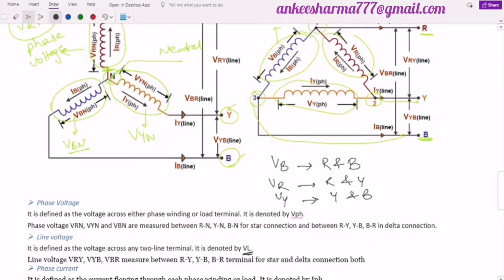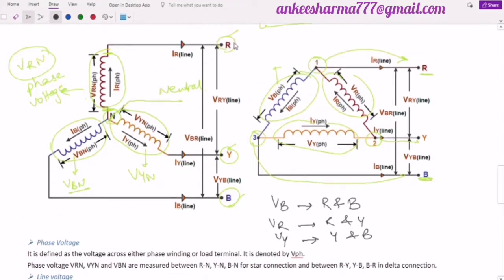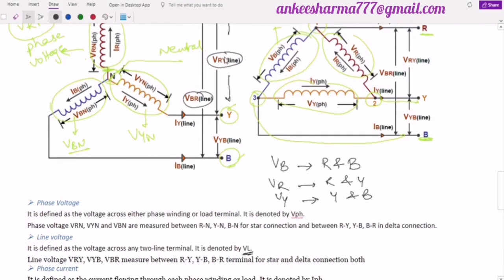So if I talk about the red terminal, VRY will be the line voltage across R and Y. So this is the first line voltage, VRY. As the name is R and Y, it will be between R and Y. Second is VYB, so it will be between Y and B, and third one is VBR, which is between the blue and the red. Right? So this is the difference between the phase voltage and the line voltage.